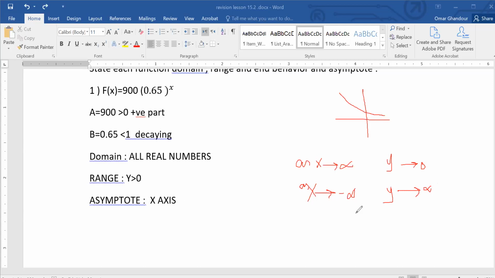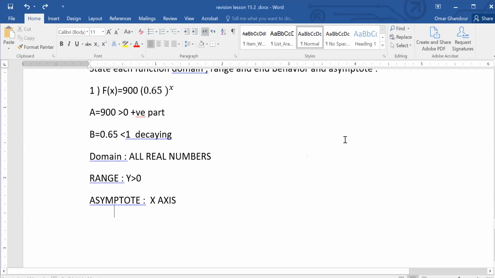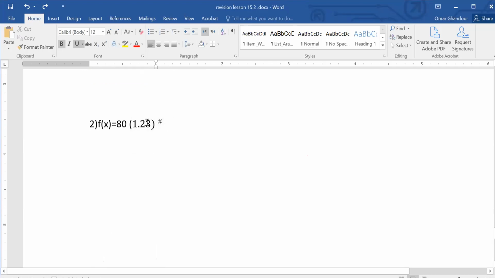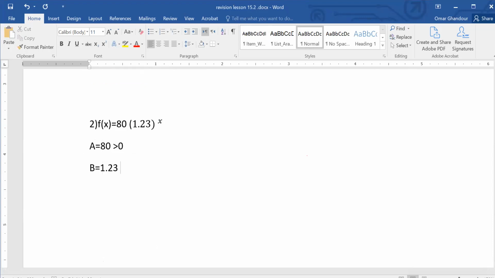Okay, very well. Let's go to the last question. f of x equals whatever. First of all, as we said, I have to identify the values. So a is 80, it's positive. B is 1.23, it's greater than 1, so it's increasing, right? So I can draw the function for myself.